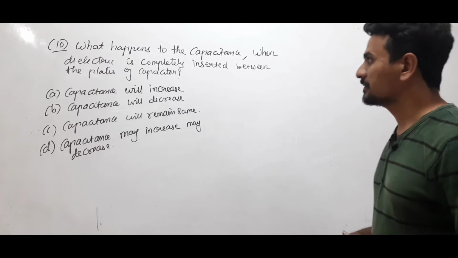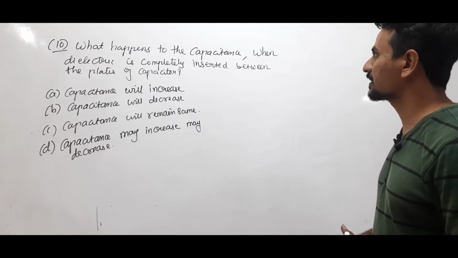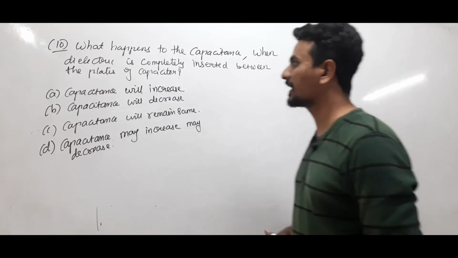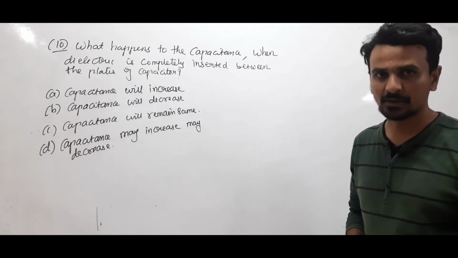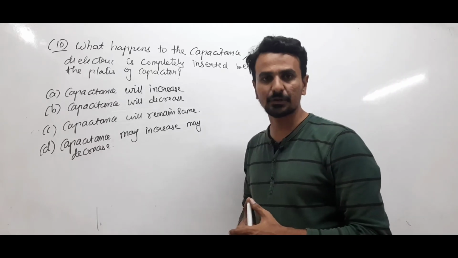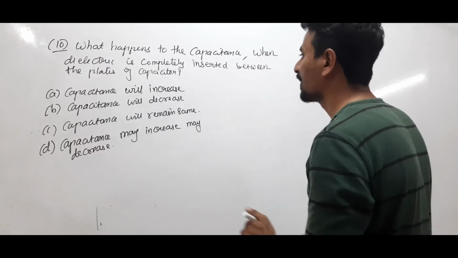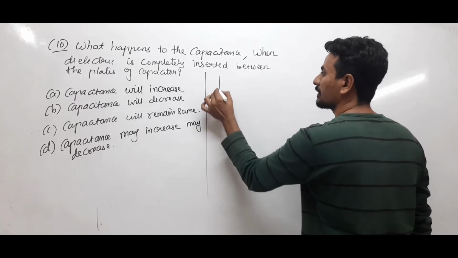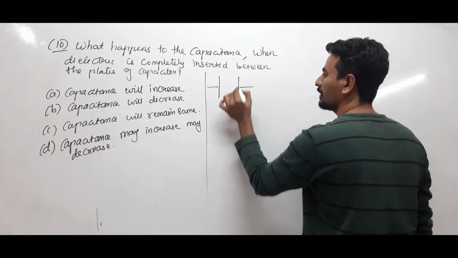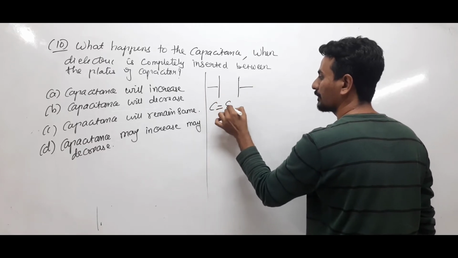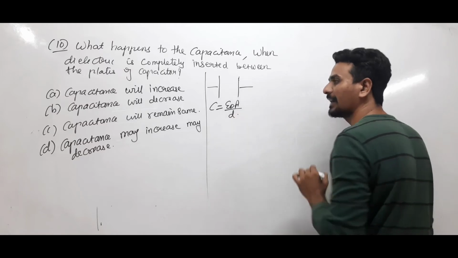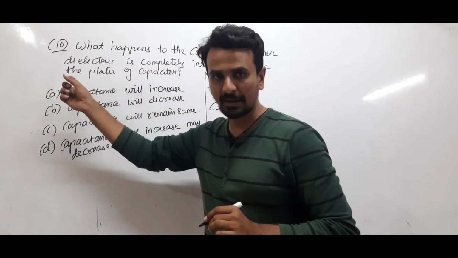Okay, so the 10th one. What happens to the capacitance when a dielectric is completely inserted between the plates of the capacitor? So between the plates of the capacitor, you are inserting a dielectric completely. What happens to the capacitance? Okay, so see, when there is no dielectric, capacitance for a parallel plate is epsilon naught A by D. We are talking about parallel plate capacitor, right?